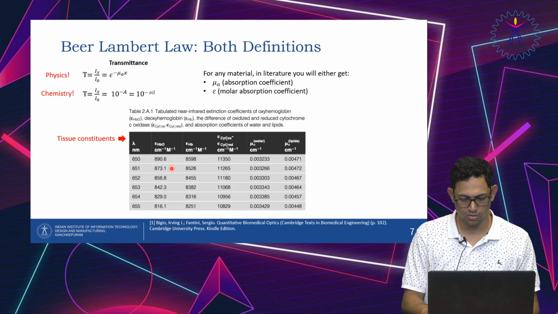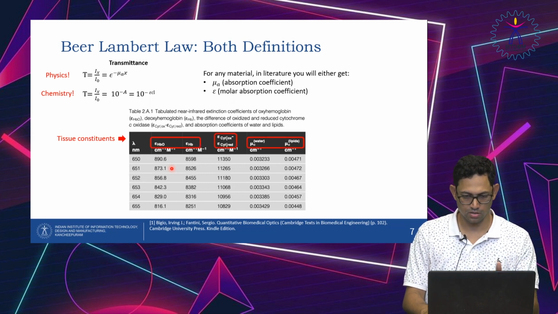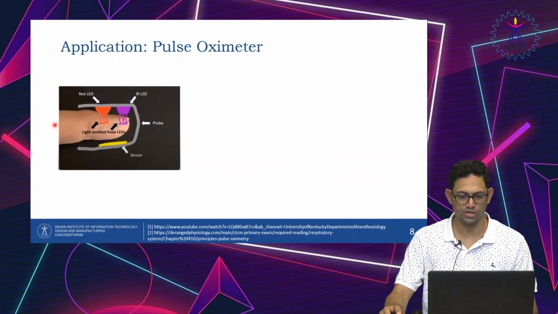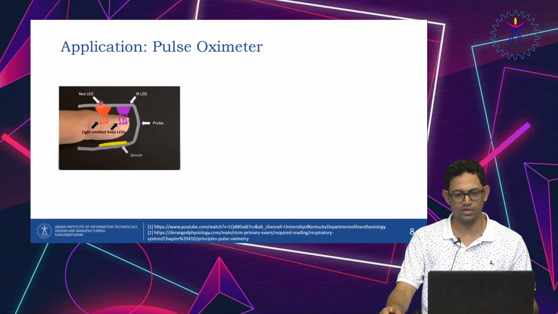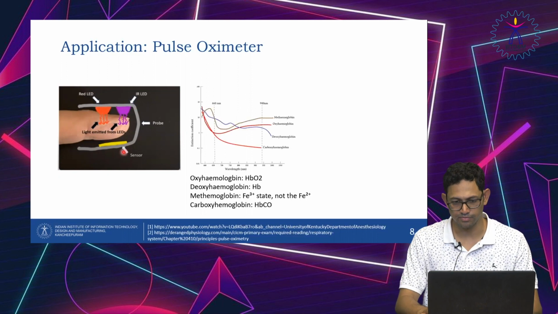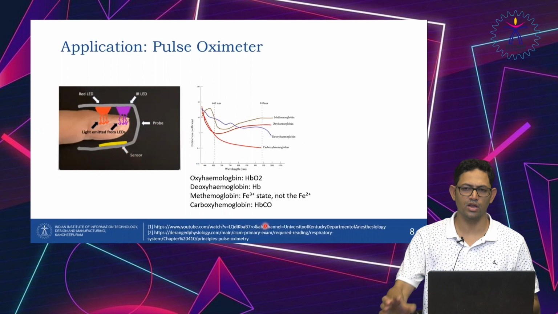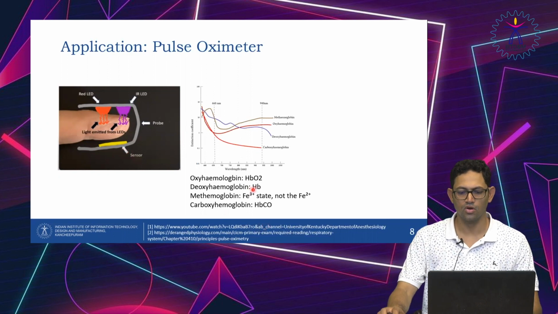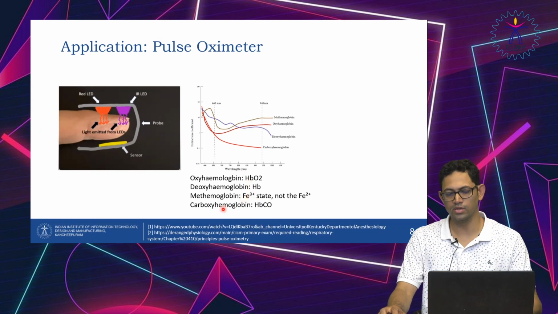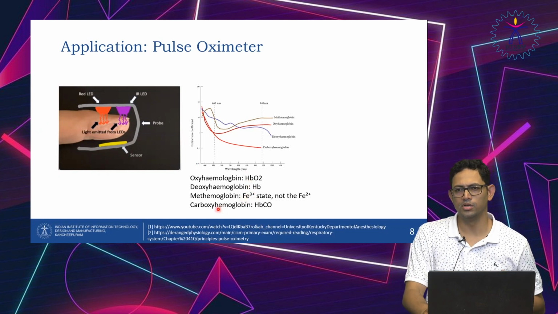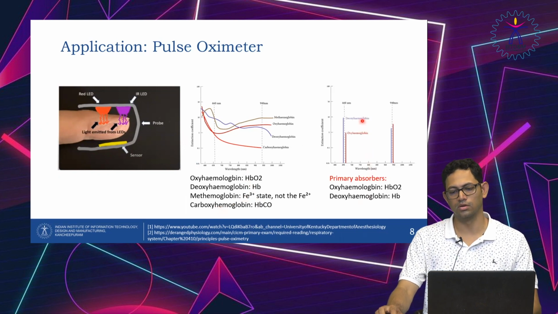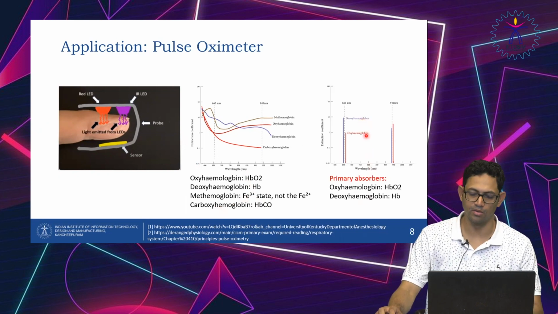Okay, so looks good. Here you can see that most of them are available. Now, the Beer-Lambert law applies in the pulse oximeter, as you can see. In the pulse oximeter you have a red light and an infrared light source, and then you have a detector. In tissue there are many different constituents, like oxygenated hemoglobin, deoxygenated hemoglobin, methemoglobin, and carboxyhemoglobin. But there are two main primary absorbers, and that is deoxygenated hemoglobin and oxygenated hemoglobin.